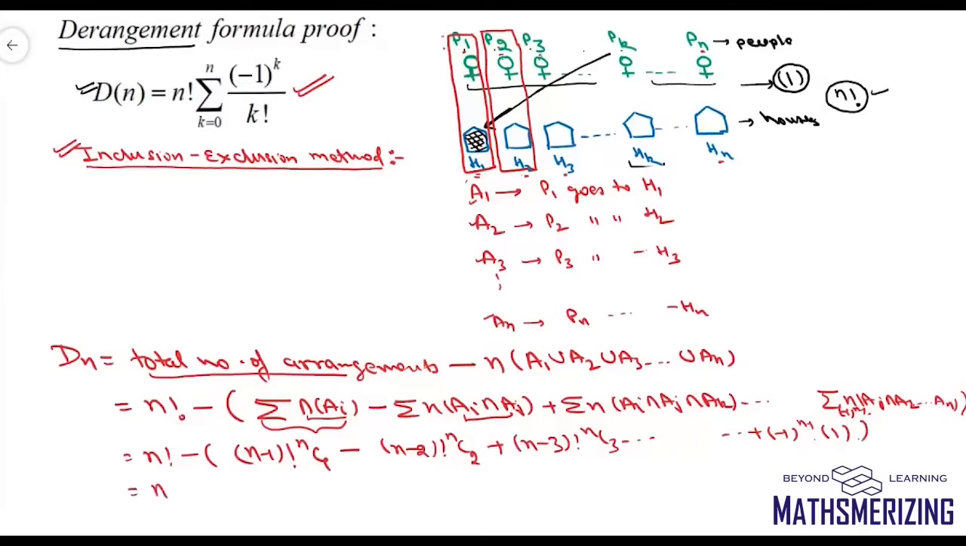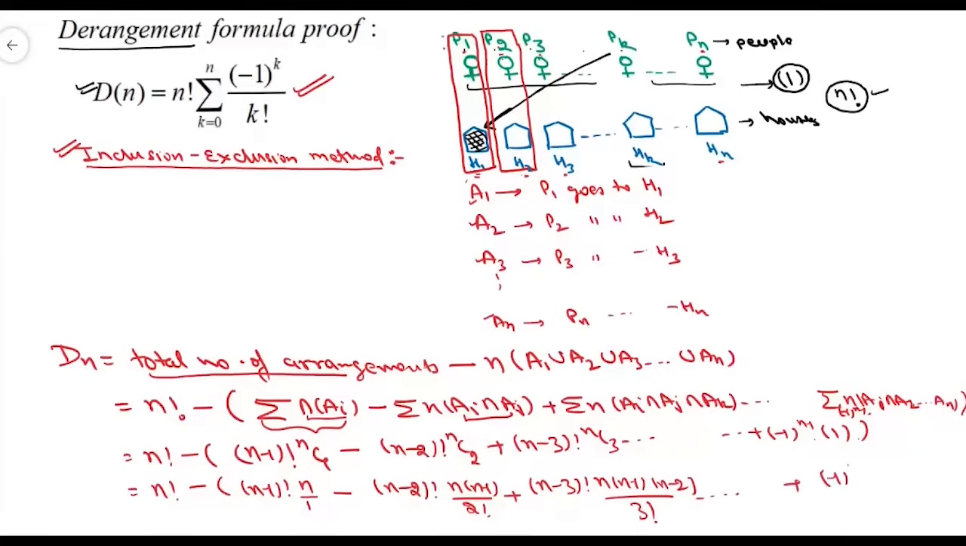So I'll get factorial n minus factorial n minus 1 times nC1, and nC1 is simply n by 1. Then factorial n minus 2 times n(n minus 1) upon factorial 2. Here it is factorial n minus 3, and then n(n minus 1)(n minus 2) upon factorial 3, and finally it will be minus 1 to the power n minus 1 times factorial n upon factorial n.